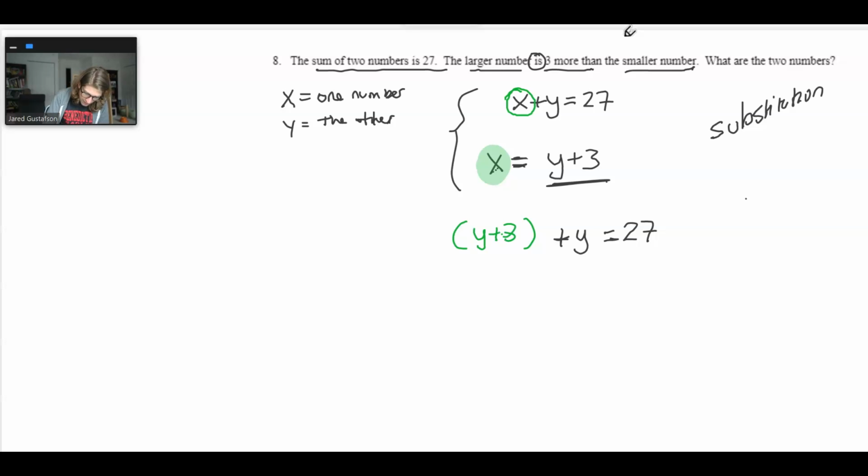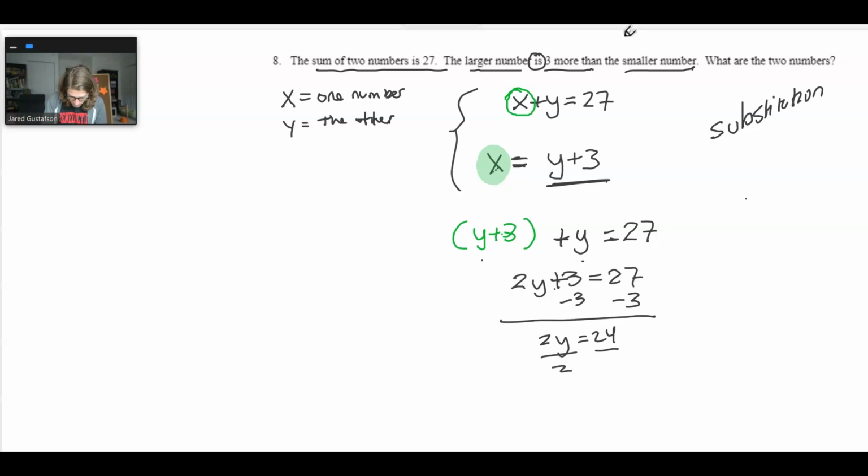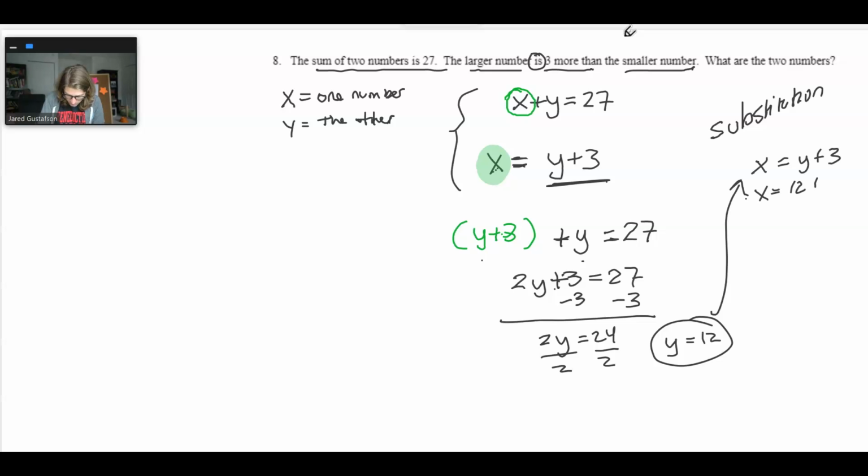Going through and solving, this y and this y are on the same side, so we're going to combine like terms. 2y plus 3 equals 27. We're going to subtract 3 from both sides. We get 2y equals 24. Divide by 2, y equals 12. Go back up to one of your equations. I'll just choose the second. x equals y plus 3. x equals, we'll substitute in 12. x equals 15. Sorry, not 17.